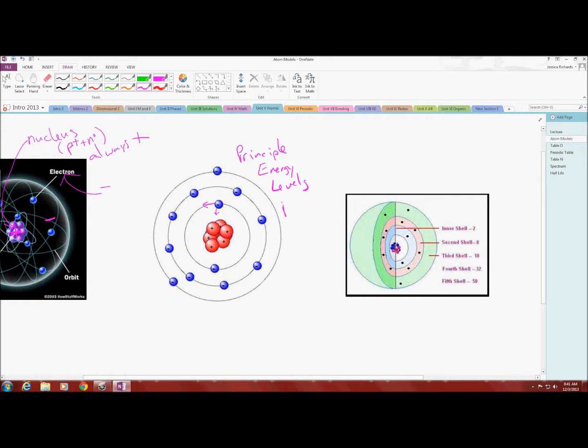Which I will abbreviate PEL from now on because I don't like to write the whole thing over and over again. So the principal energy levels, and they were numbered. The closest to the nucleus would be the first, then the second, then the third as you go out.